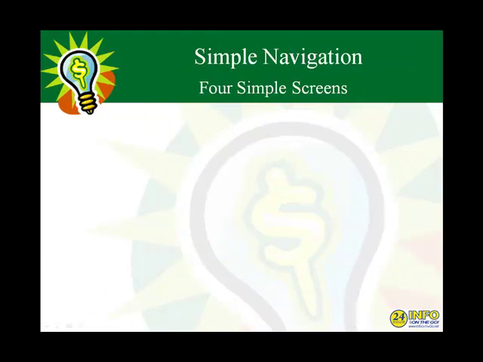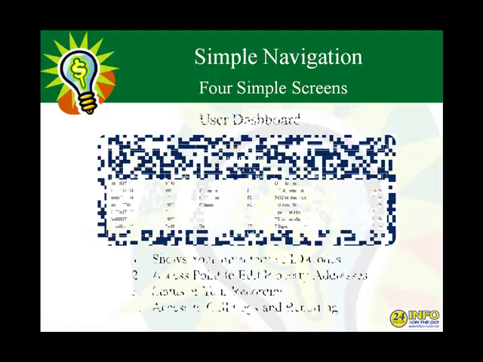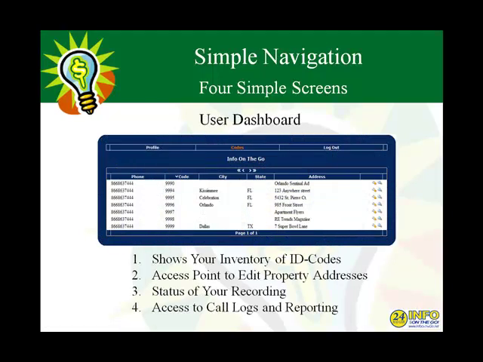Very simple navigation on Info on the Go. There's 4 really simple, straightforward screens, not very complex at all. The first one you're going to get to when you first log in is what's called your user dashboard. On this screen, you're going to have 4 main things. It's going to show you the inventory of your ID codes. It's going to give you an access point to edit your property addresses on each of your ID codes. It's going to give the status of your recording, and it's going to give you access to call logs and other reporting capabilities. So that's the user dashboard, very straightforward.